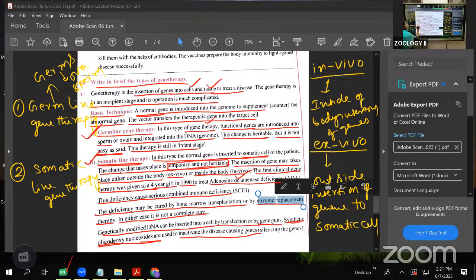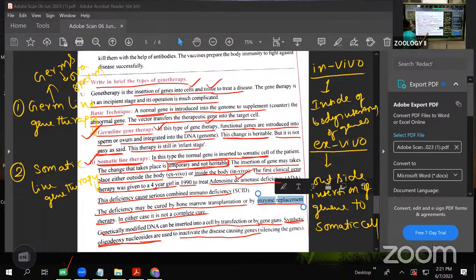Next, somatic line gene therapy means the genes are inserted into the somatic cells. It is temporary. This one, germ line, is permanent, but it is not easy. Here it is permanent and they are heritable to the next generations also. But in the somatic line therapy, it is temporary and non-heritable.